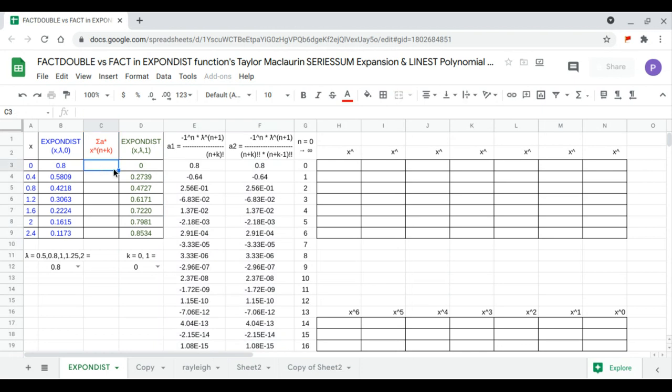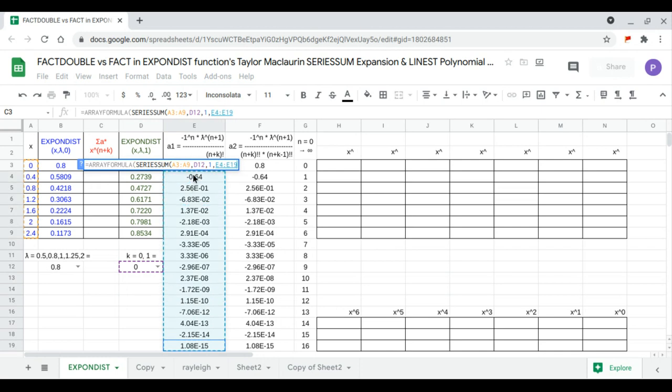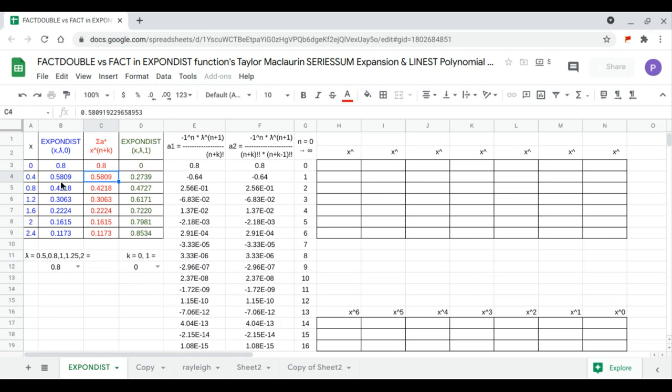Now we can continue with the expansion, which is array formula, SERIESSUM of the x values raised to the power n plus k, where n plus k starts from k incremented by n. So this is k incremented by n, where n is 0, 1, 2, 3, so the increment is 1. And the coefficient, we can start with the factorial. Let's start with the factorial for now. And these values are the same because k equals 0. If k equals 1, these values are the same.